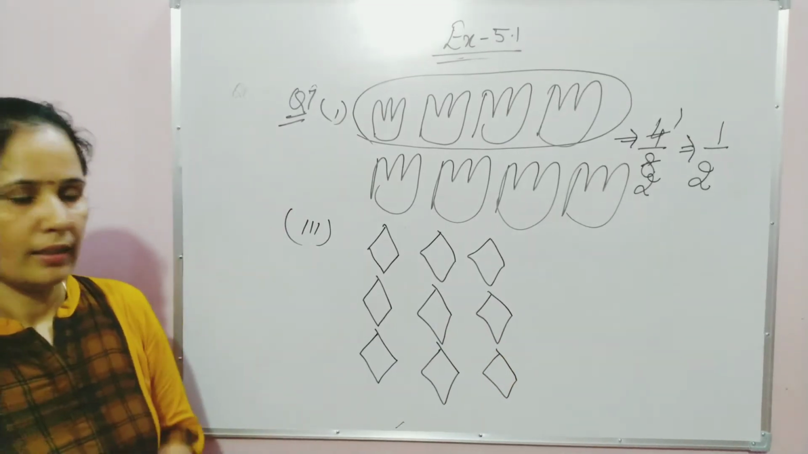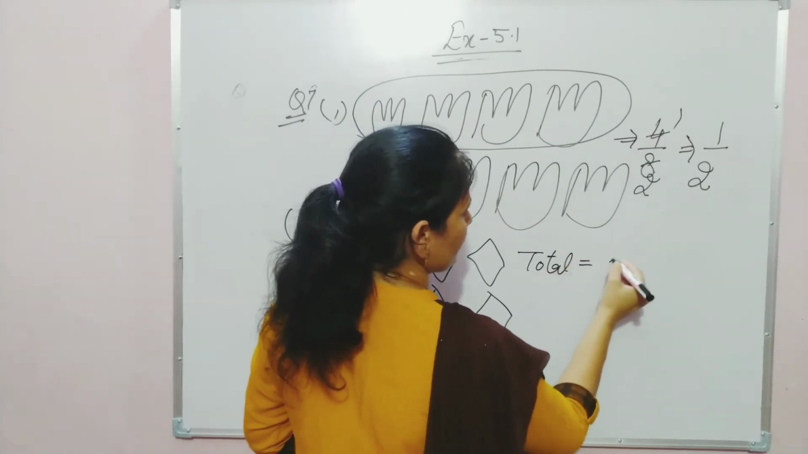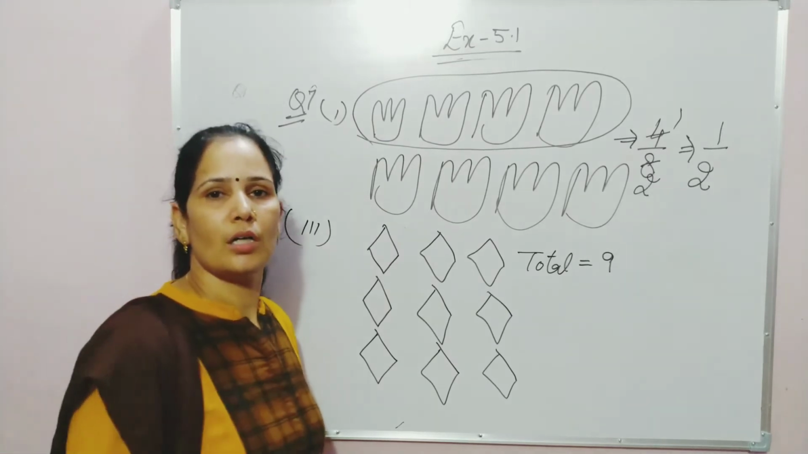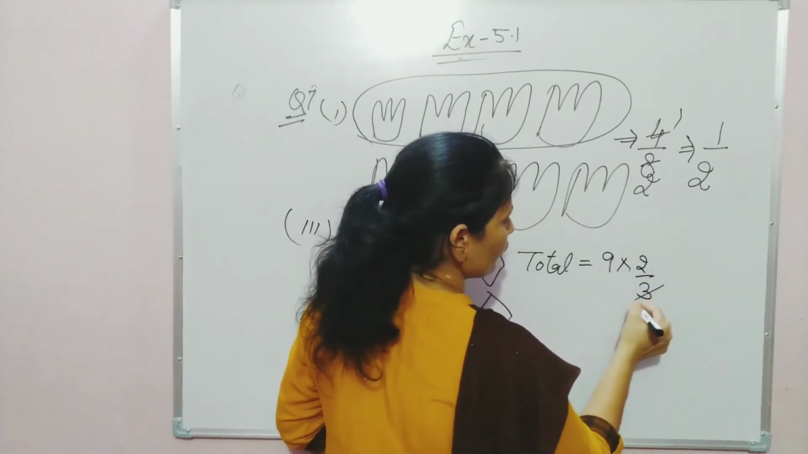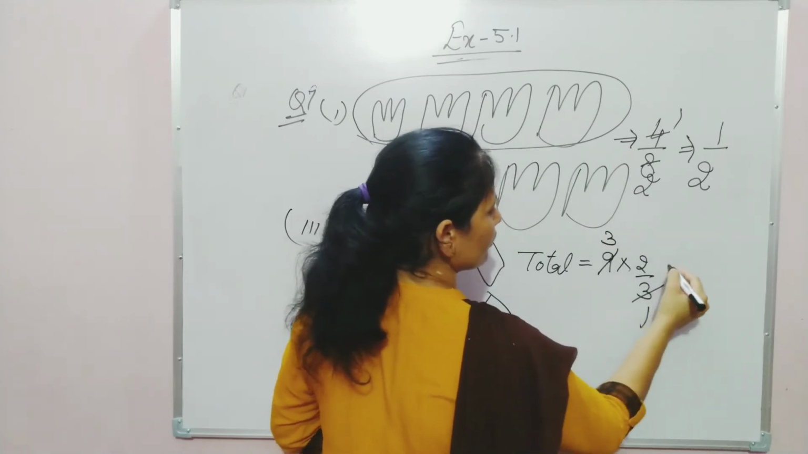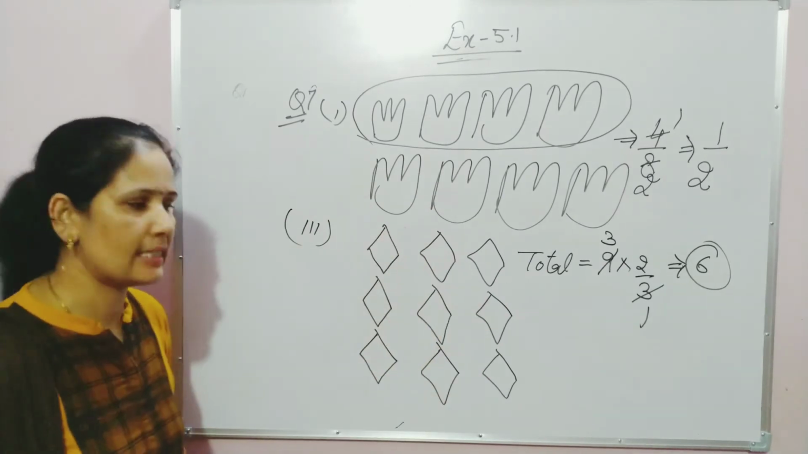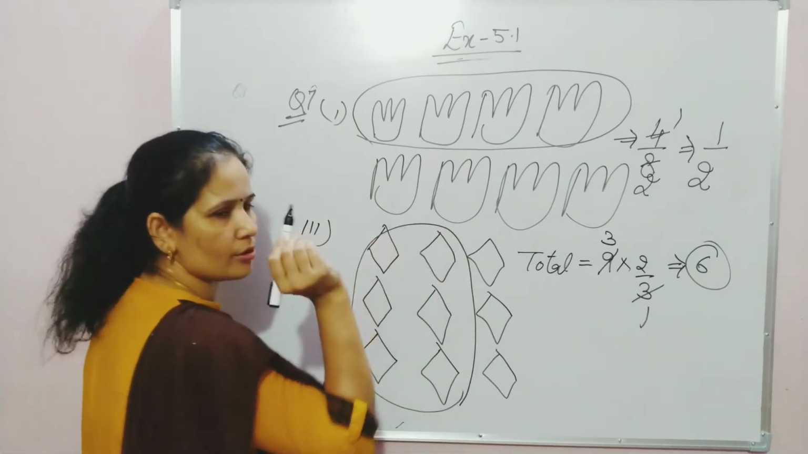Okay. Total number 9. Then after they told 2/3 of this one. So multiply by 2 by 3. 3 1s are 3, 3 3s are 9, 3 2s are 6. So 2/3 of the total is 6. So we have to circle 6 pictures.